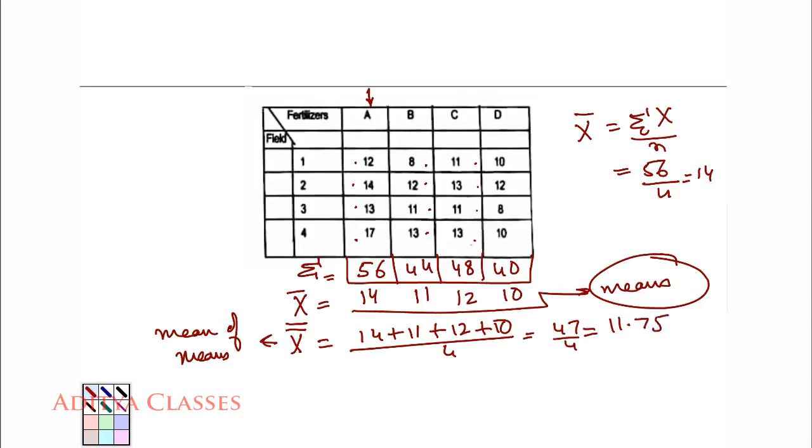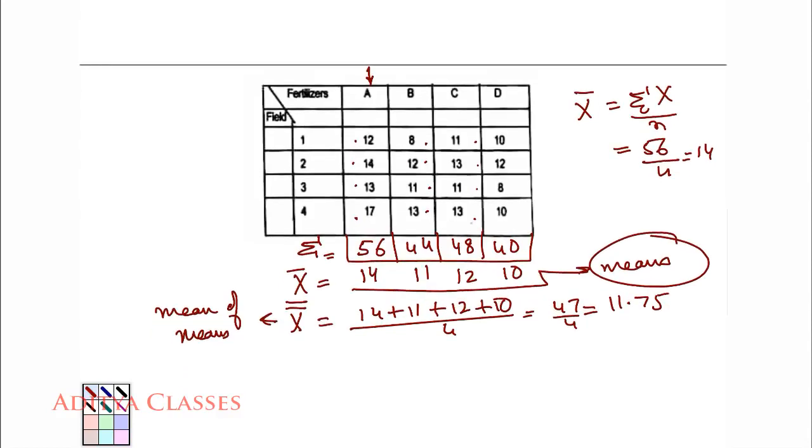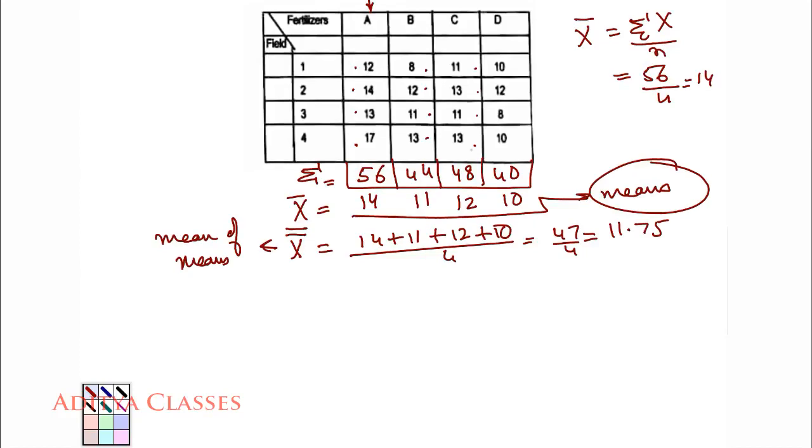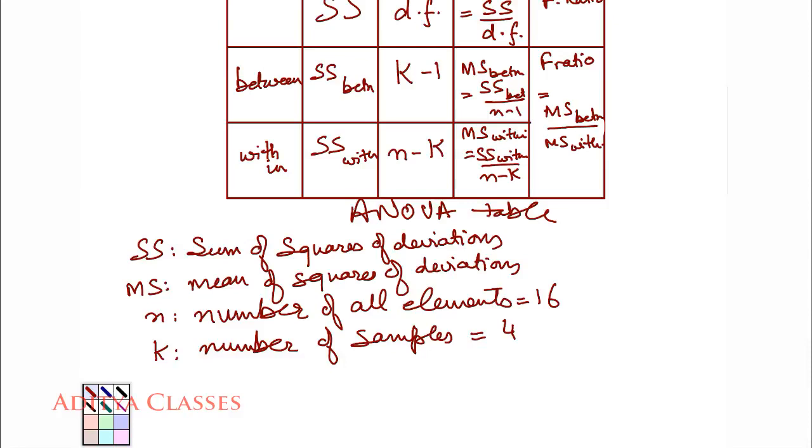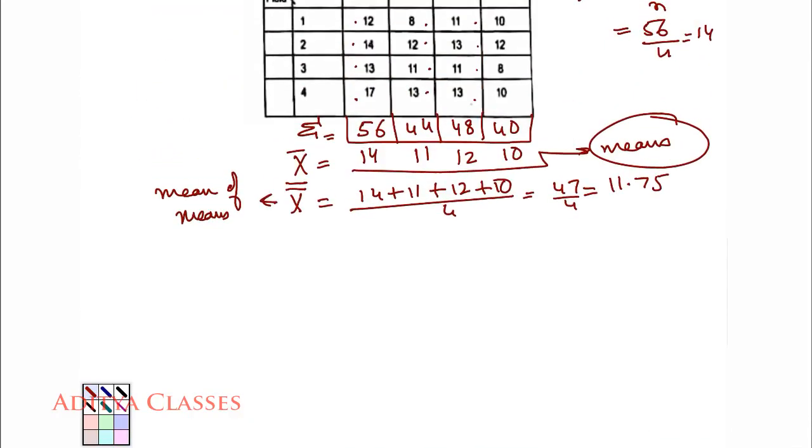So this comes out as 11.75. Now I have the mean of means also. Now the first thing that we need to find out is SS between, the sum of squares of deviations between samples. Now see, the mean of means is 11.75, and how much is this first sample deviating? We are finding out SS between. How much is this sample deviating? 14 minus 11.75. As simple as that. It is deviating by this much amount.